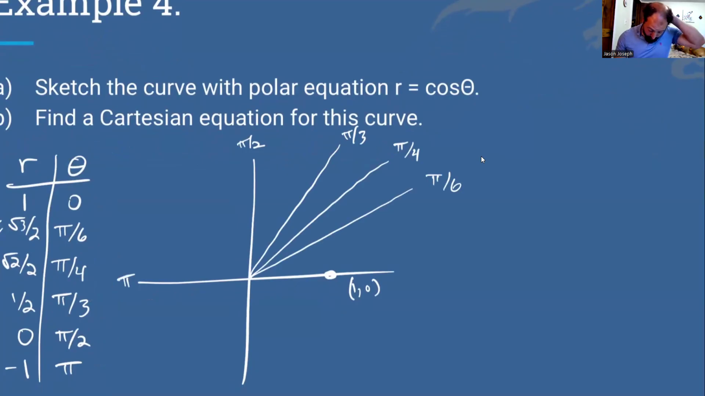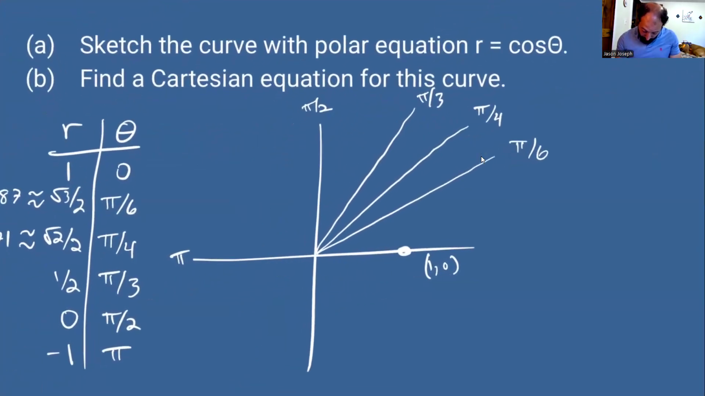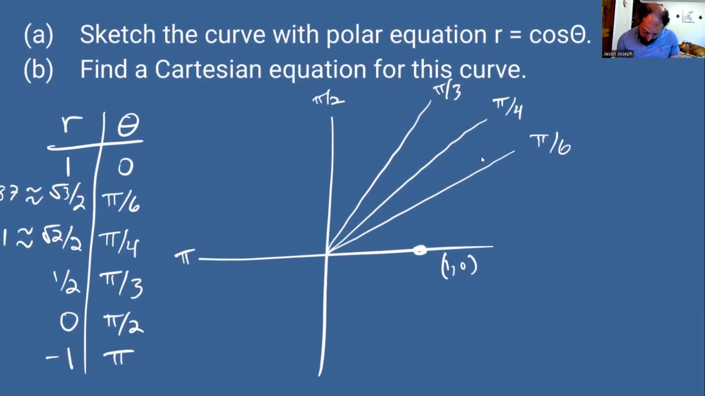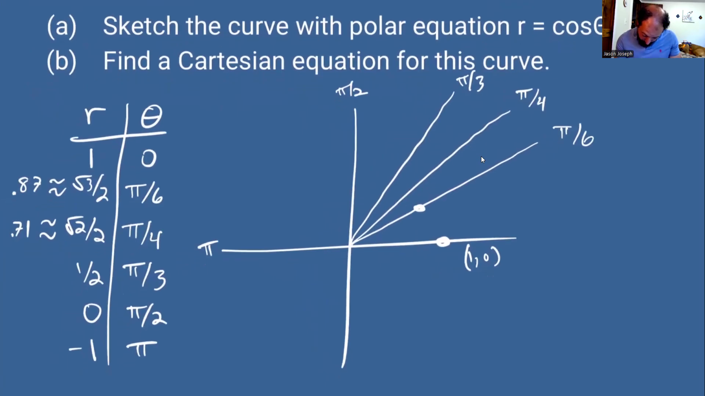Okay, so when theta is pi over 6, I should have a radius of 0.87. So, yeah, a little bit less than the unit circle, maybe right there. And then pi over 4 is 0.71. So even smaller. And then pi over 3 is a radius of 1/2. And pi over 2 is a radius of 0. So that is the origin.